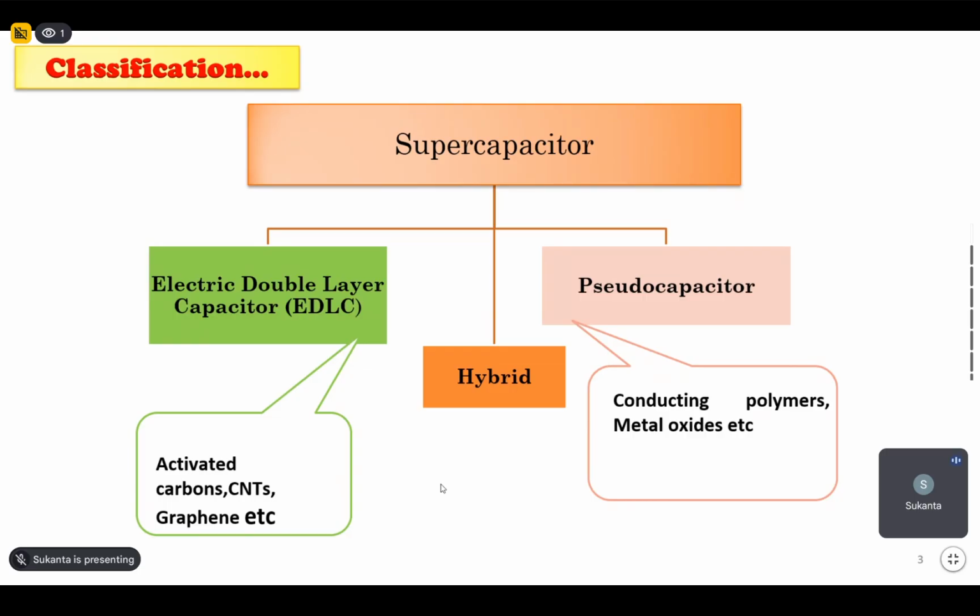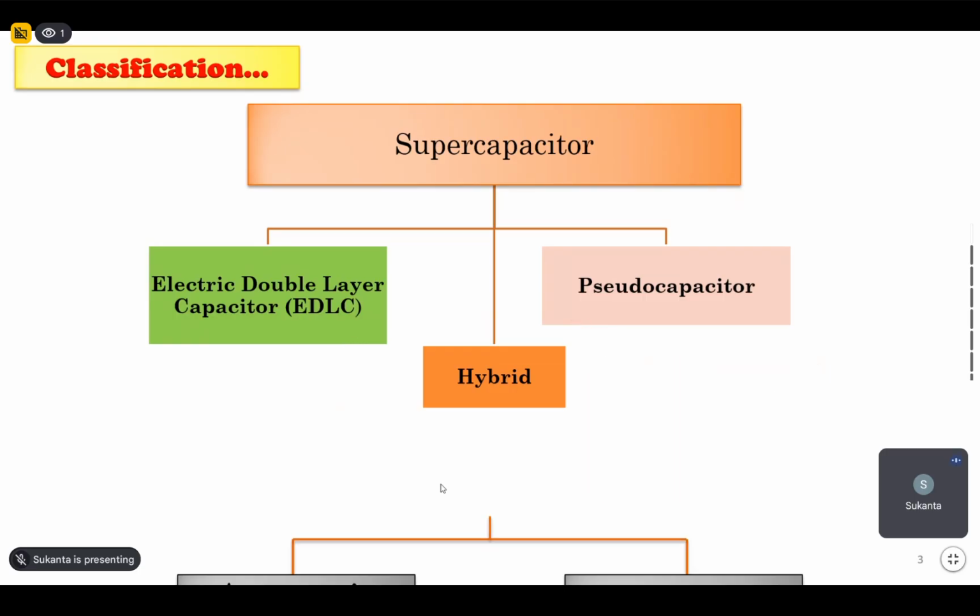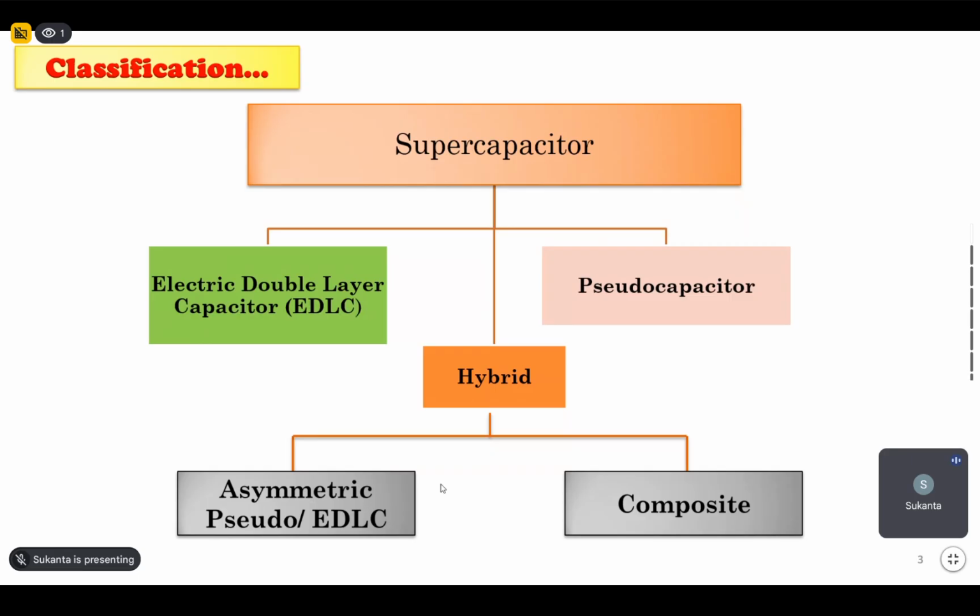And from those materials, we can prepare the hybrid supercapacitor. Hybrid means we can form an asymmetric pseudo EDLC or composite materials. If we make composite and we use composites for two electrodes, then that is the composite supercapacitor. Or asymmetric means one electrode is EDLC supercapacitor.